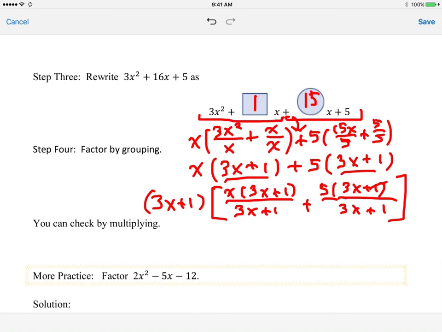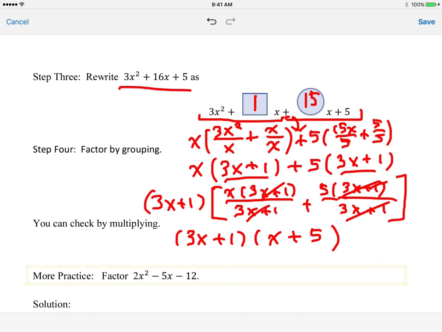Okay, so we can look at that and we can see that a 3x plus 1 will cancel out of that numerator and denominator, and a 3x plus 1 will also cancel there. So on the outside we had 3x plus 1, and on the inside, before the plus sign we have an x, and after the plus sign we have a 5. You could go ahead and check that using multiplication to make sure that it does multiply back and turn into 3x squared plus 16x plus 5.